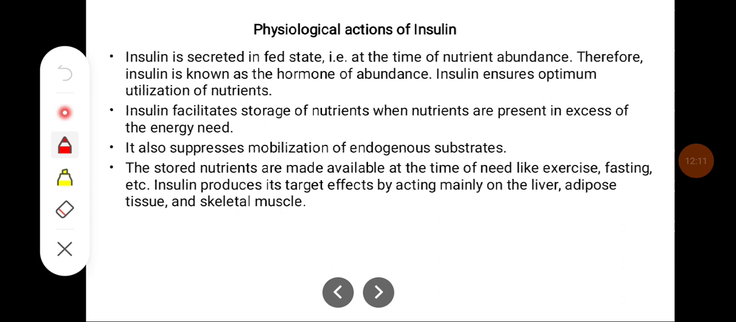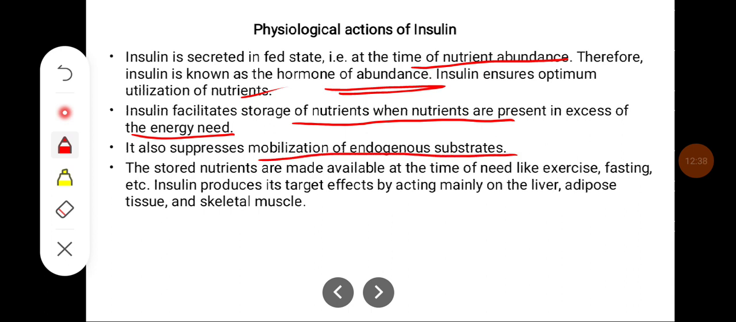Insulin is secreted in the fed state, that is at the time of nutrient abundance. Therefore, insulin is known as the hormone of abundance. Insulin ensures optimum utilization of the nutrients. Insulin facilitates the storage of nutrients when nutrients are present in excess of the energy need. It also suppresses the mobilization of endogenous substrates. The stored nutrients are made available at the time of need, like exercise, fasting, etc.